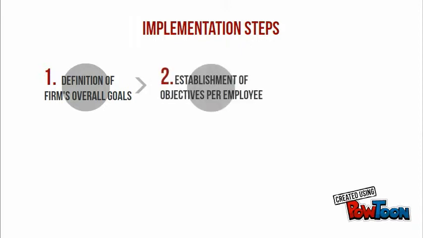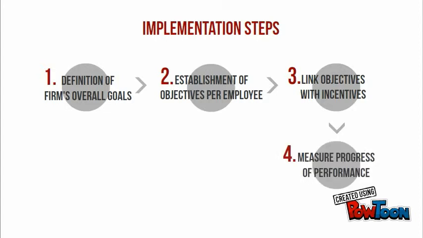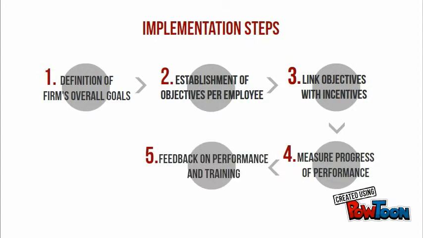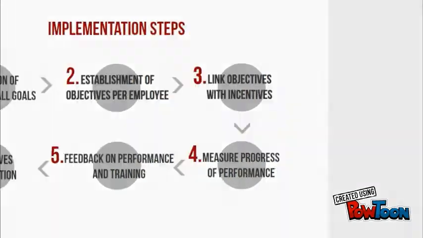But how does it work in practice? Companies that want to introduce MBO should follow the following steps. First, definition of the firm's overall goals by top management. Second, establishment of a series of objectives for each employee by middle management. Third, link of the objectives with incentives by the software system. Fourth, progress and goals achievement measurement. Fifth, feedback on performance given to employees and adjustment of training to their capabilities. And lastly, incentives distribution based on performance.